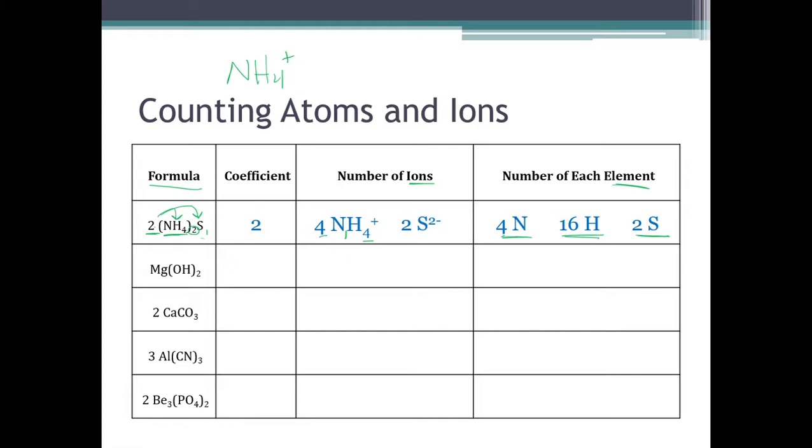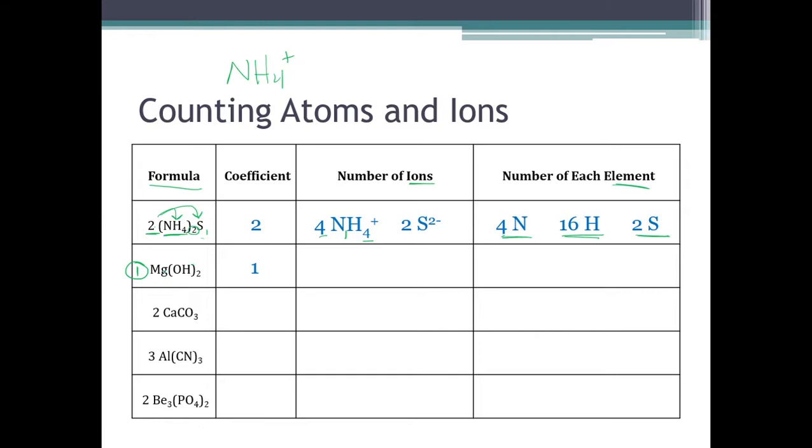All right, looking at our next row, there's no number out front. If you don't see a number out front, the implication is that it is a 1. So you can write a 1 there. 1 magnesium hydroxide is not wrong. It's just a little extra work.